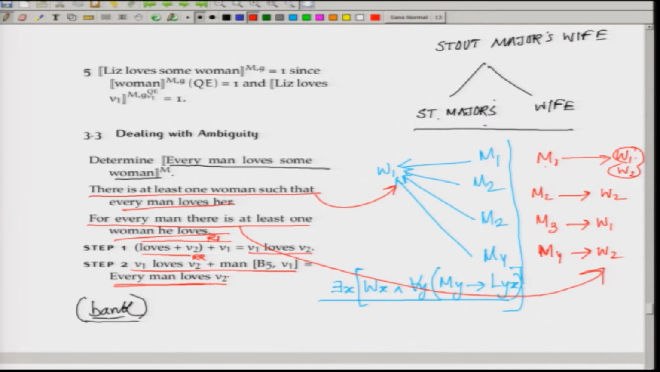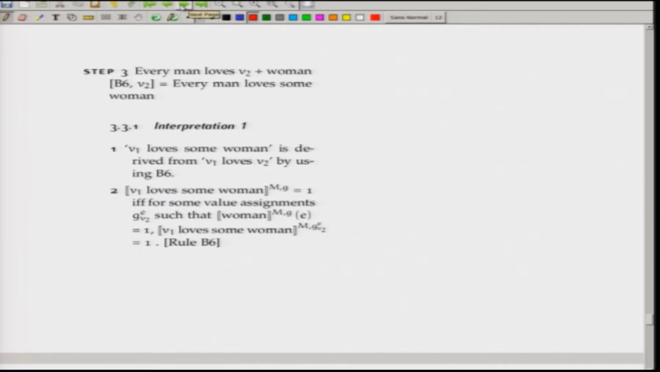See here, V2 is still free. Now, finally, every man loves V2 will have woman, and then the same. Sorry, it is B6. You get every man loves some woman. Now, the point is the derivation. This is one kind of derivation. Also, the order could be slightly different. First, V2 and woman could unite, and then V1 plus man could unite, and we could use the same rules there. That is, for V2 plus woman we could use B6, and for V1 plus man we could use B5. Either way, we come up with the same sentence, although the routes are different.